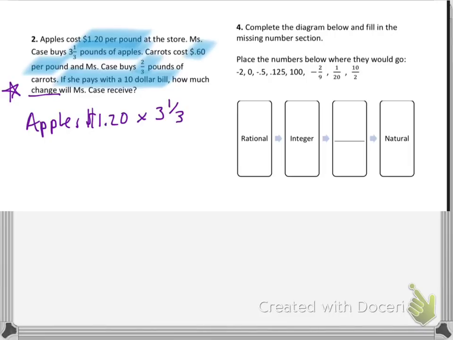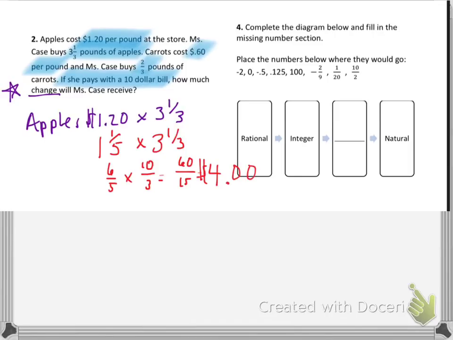So that's what I'm going to do. So 0.20 is 1/5, because it's 1/5 of a dollar, times 3 1/3. So I'm going to convert these to improper fractions. 5 times 1 is 5, plus 1 is 6, 6 over 5, times 3 times 3 is 9, plus 1 is 10, 10 over 3. So 60 over 15, which is 4. She spends $4 on apples.